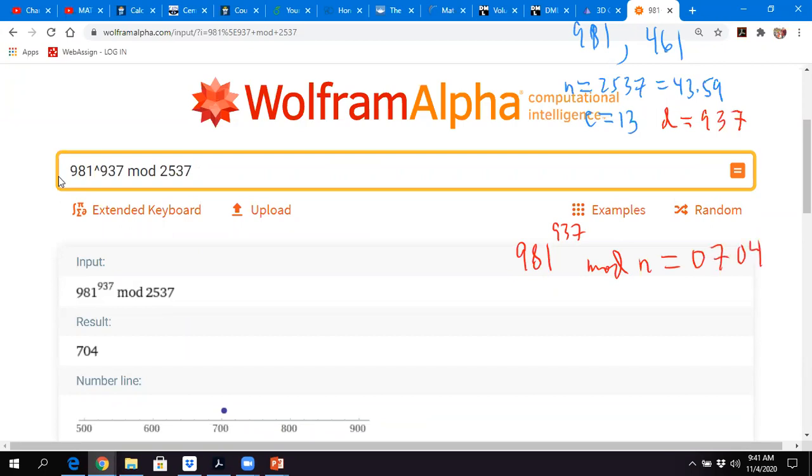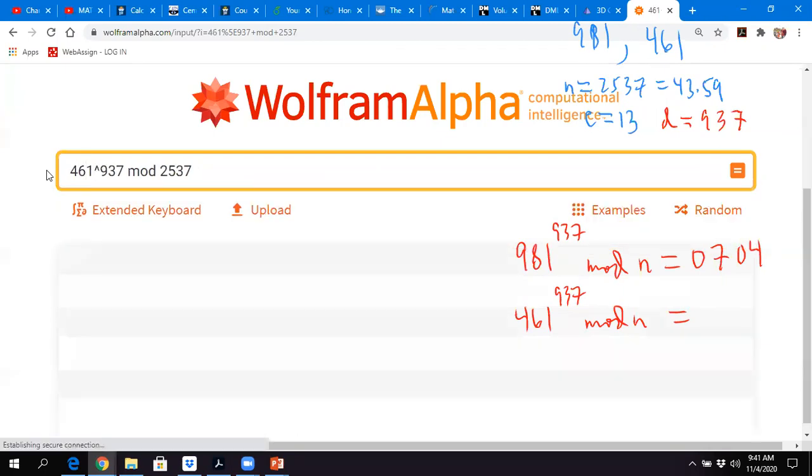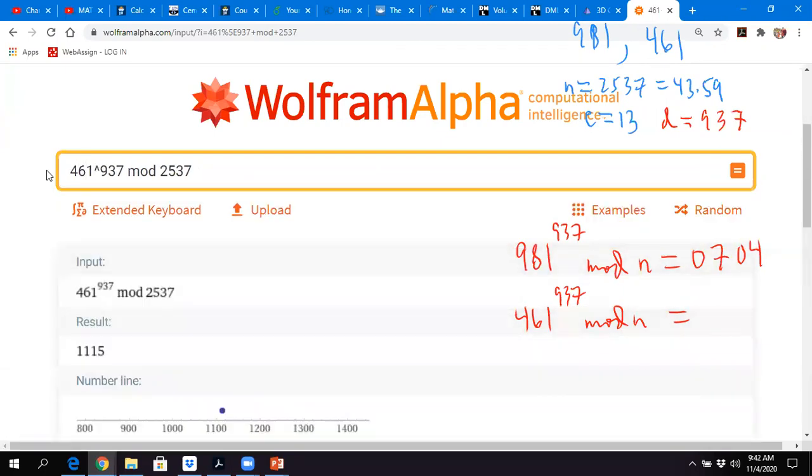Okay. And what was our other one? 461 to the 937 mod n. And again, we're decrypting here. Decrypting. Okay, so let's see. 461. Okay. Raise to that thing, and I get 1115.